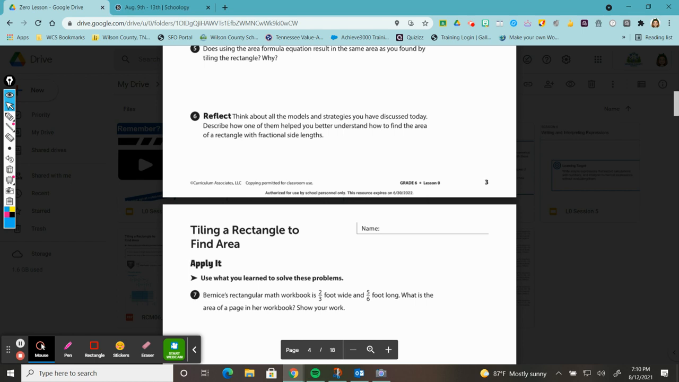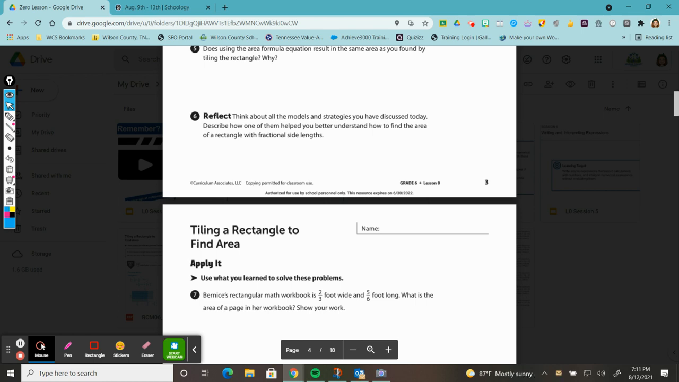And if you would like to discuss it with me, then I will be happy to do that on a Zoom with you. So number 6 says reflect. You're going to think about all the different strategies: tiling, area model, area equation, and you're going to describe how one of them helped you better understand how to find the area of a rectangle with fractional side lengths. To put that in a different way, which one makes more sense to you and why? What about that strategy just clicks for you? So that's what you're going to do on number 6.